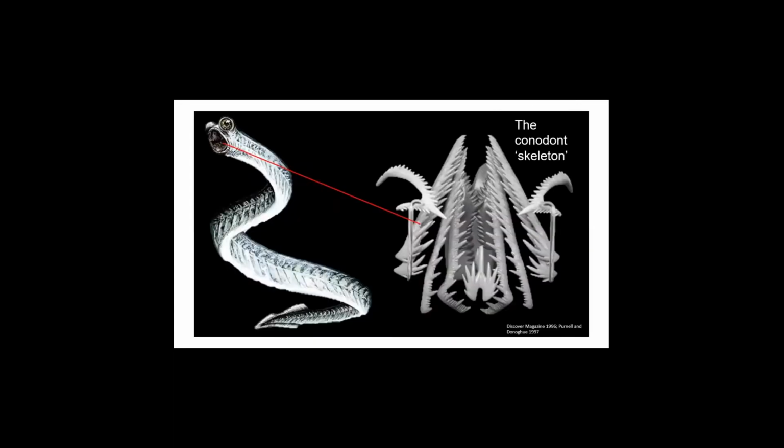With conodonts, the skeleton is located in the mouth and is composed of these tooth-like elements that form complex apparatuses used for food processing. And these are composed of calcium phosphate, which is a very similar sort of material to what our own teeth are made out of. And this is generally what conodonts are known from in the fossil record.